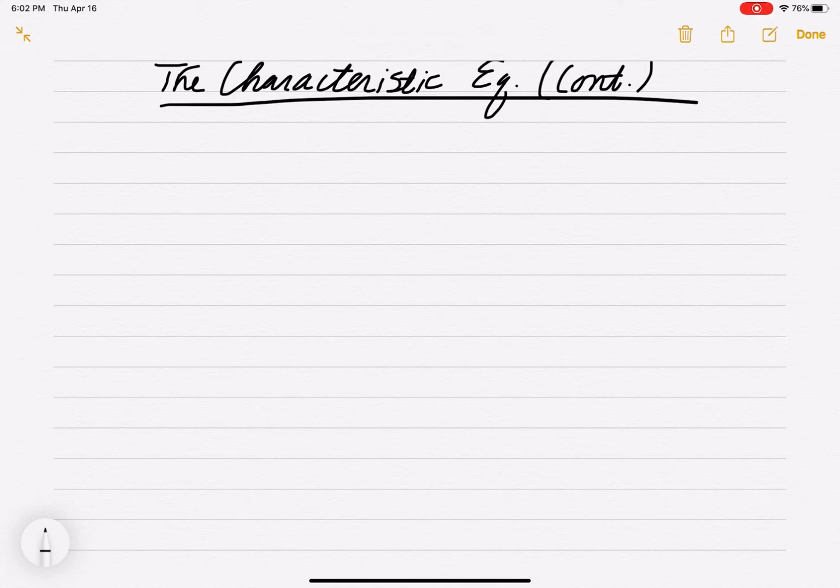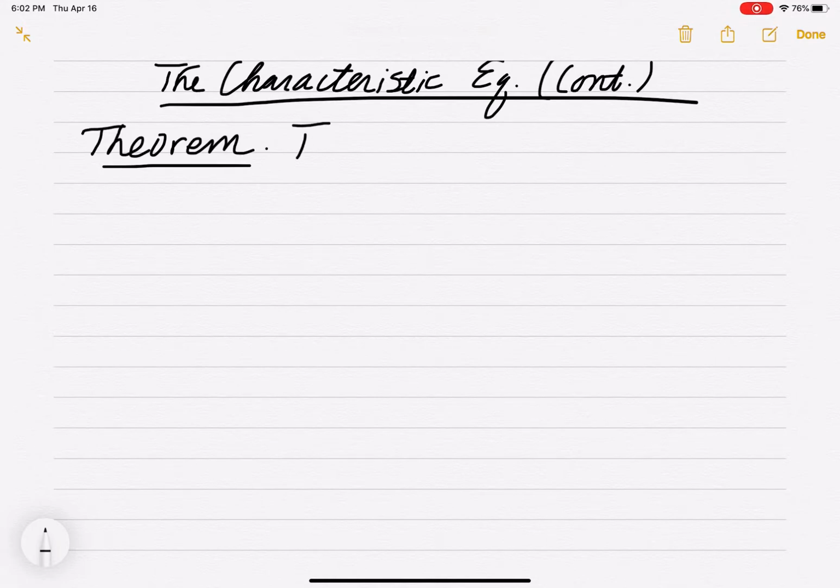So I believe this will be our last video on the characteristic equation, which is section 5.2. We were looking at some theoretical results that we were able to derive from using the characteristic equation. Here's another really big one about eigenvalues. This one is a really big result, theorem.